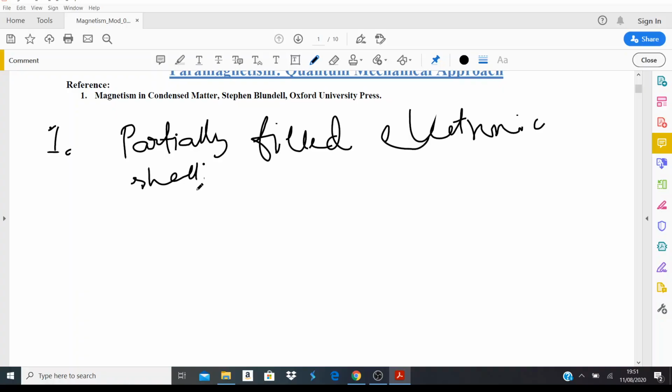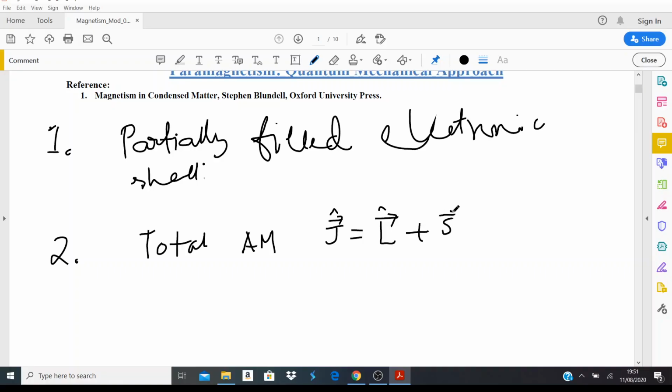And we know that an electron has two types of angular momentum. One is the orbital angular momentum and the other is the spin angular momentum. So if you recall, our total angular momentum, let me denote it by AM, is denoted by J, right? The vector operator J is nothing but the sum of the orbital angular momentum and the spin angular momentum, right?